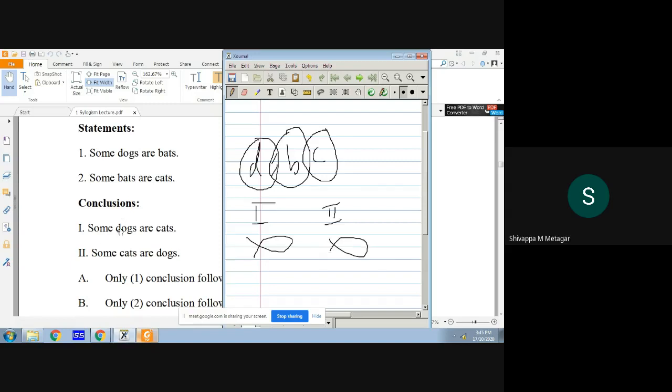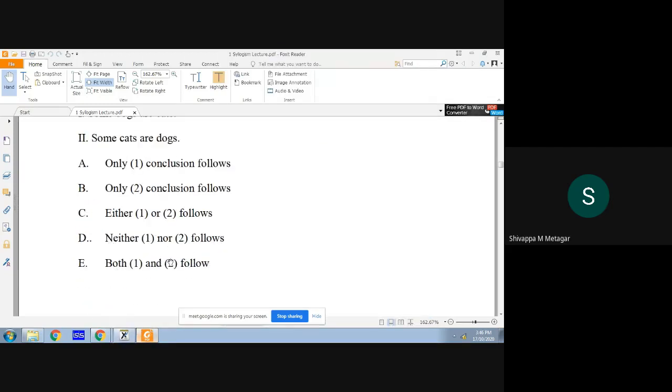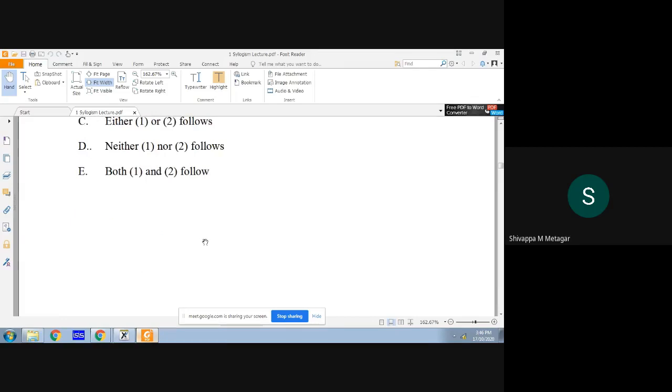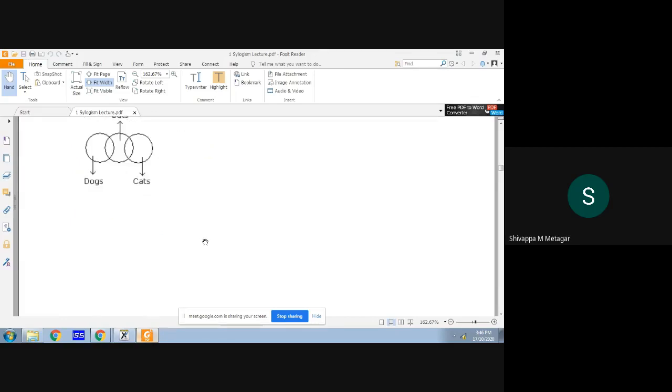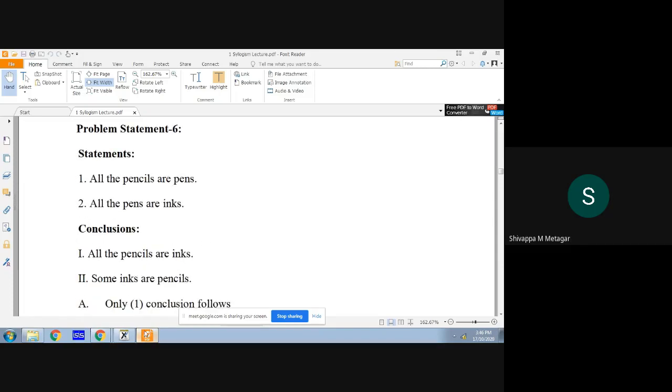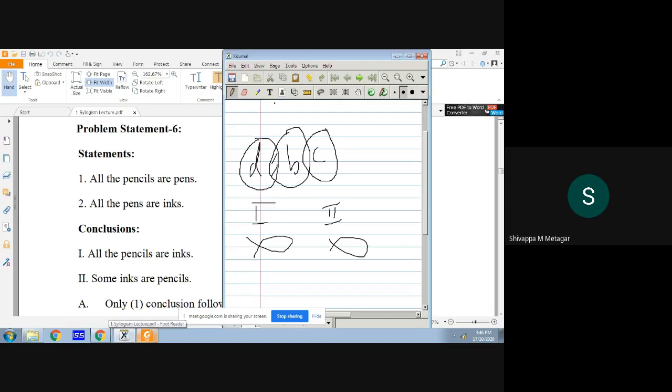So, what is the conclusion? Some dogs are cats. No, dog is there, cat is there. No, it is not wrong. And second one, some cats are dogs. Again, it is also wrong. So neither one nor two is alone sufficient to answer the given question. Both are wrong only. Your right answer is neither one nor two follows. This is the solution for that. Okay, next, you can take the next solution.